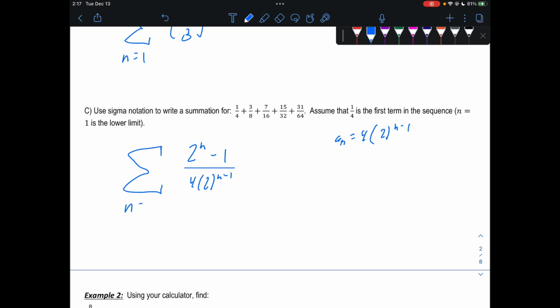Now n would be 1 to get 1/4. And there are 5 terms. So our top number here would be 5. So that would be our sigma notation for that summation.